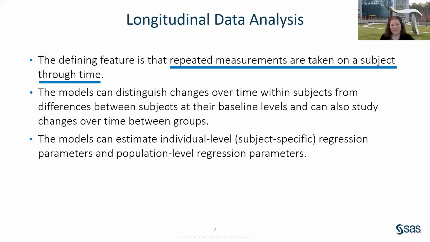So what we're going to do here is look at trajectories over time. We're going to be able to distinguish changes over time within a subject. And then we're also going to be able to look at changes between subjects at specific time points. All right, and we can group subjects as well. And I'm also going to tell you about ways to fit models where you can estimate subject-specific regression parameters.